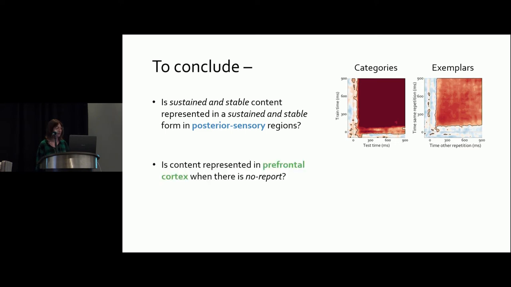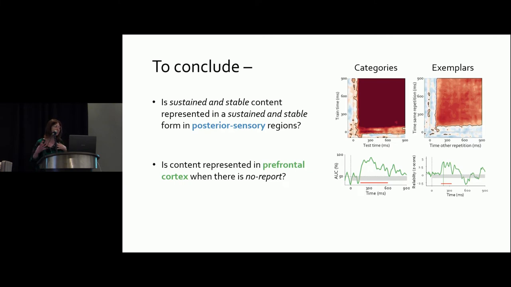Now, our second question was about the prefrontal cortex and whether it would still represent visual content even though there's no report in any of the trials. We found evidence for this also both at the category level and at the exemplar level. So to us, this suggests that the prefrontal cortex will be involved in perceptual changes regardless of the task. This is somewhat speculative because we only know that it's still involved when we had no report.